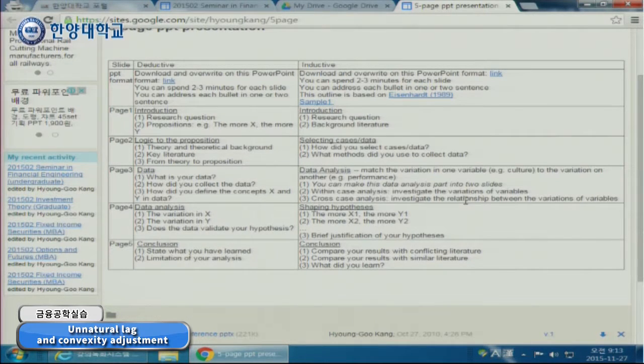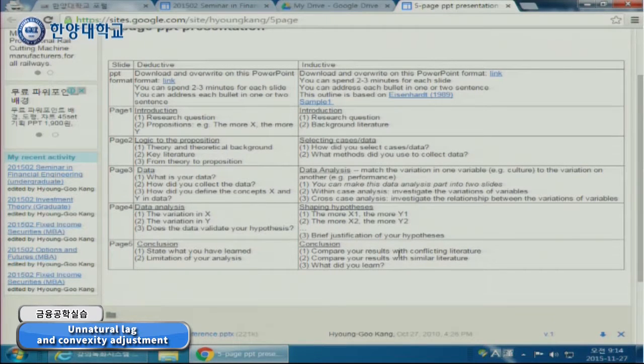And then from data analysis, you shape a hypothesis: term X1, term Y1, term X2, term Y2 from data. And then you have to justify your hypothesis. The conclusion is very important in the inductive case. Remember, in the deduction you have to ground your proposition on existing theory. In this case, you have a hypothesis and you have to connect it to the existing literature. What does your hypothesis mean to the existing theory?